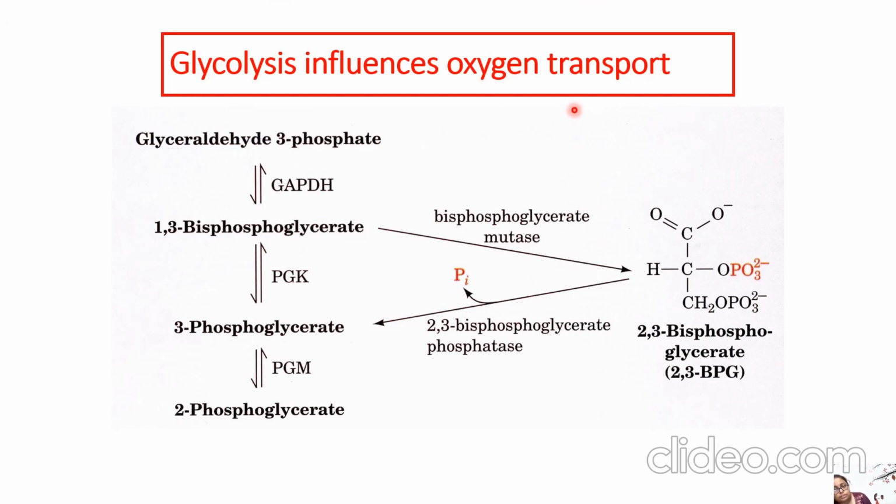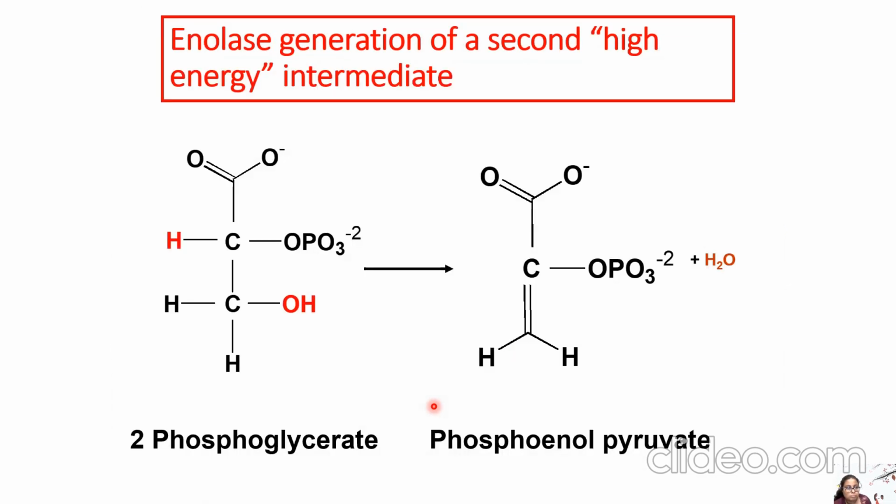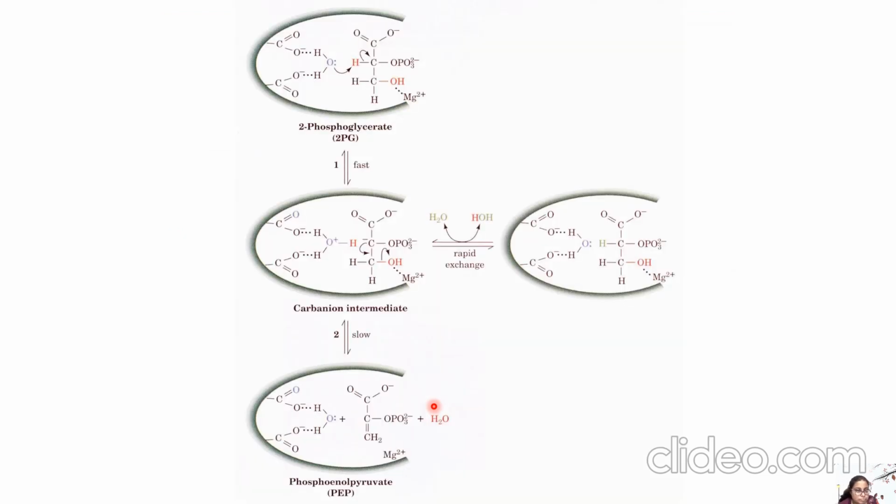Now, glycolysis apparently also influences oxygen transport. If you look at this reaction mechanism, glyceraldehyde 3-phosphate goes by GAPDH to 3-phosphoglycerate, and then phosphoglycerate mutase converts it to 2-phosphoglycerate. Enolase helps in the generation of a second high energy intermediate, from 2-phosphoglycerate to phosphoenolpyruvate, made by a carbanion intermediate.